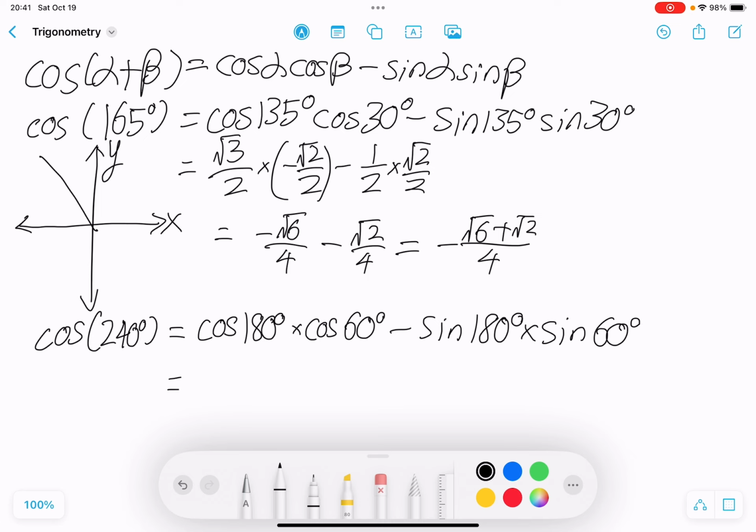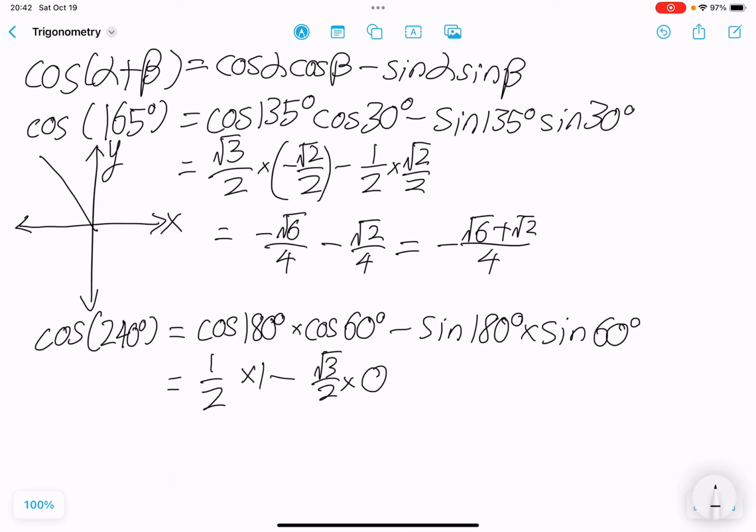So cosine 60 is 1/2. Cosine 180, if you imagine the unit circle over here, is just going to be negative 1, minus sine 60. Sine 60 is root 3 over 2. And sine 180 degrees is 0. So this means that the answer is just going to be negative 1/2.